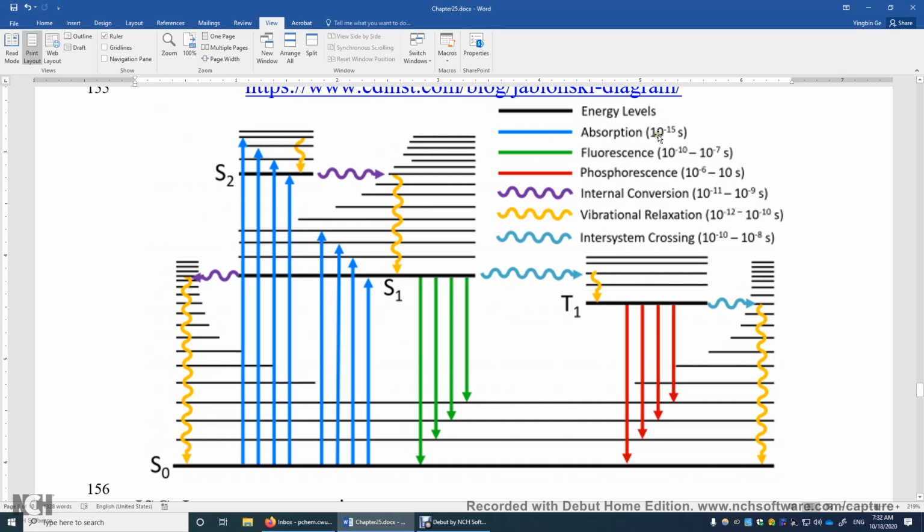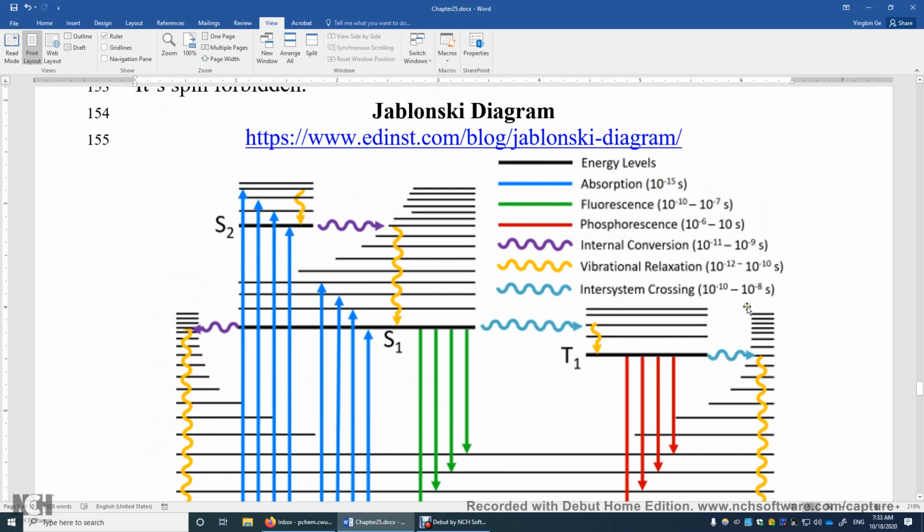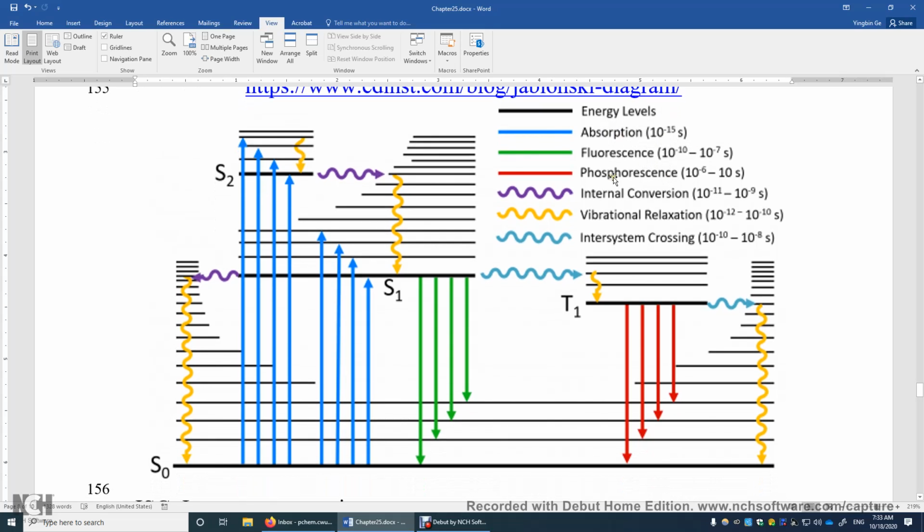So over here we have the labels: energy levels, black lines, absorption, blue lines, fluorescence, green lines, phosphorescence, red lines, and then we have this internal conversion, vibrational relaxation, intersystem crossing, and those are the time scales of all different transitions, including electronic and vibrational transitions. So for example, this absorption means absorption of a photon takes place in a very short amount of time. So now let's look at the energy levels of S0, S1, and S2.